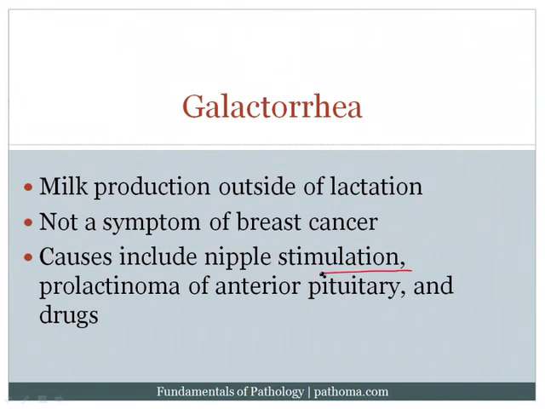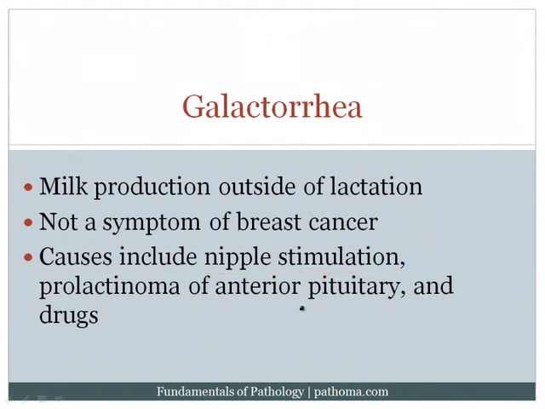A physiologic cause could be nipple stimulation. So if there's excessive nipple stimulation, that can actually result in overproduction of milk by the breast. In fact, what's particularly interesting is that if a woman adopts a baby and would like to try to breastfeed that baby, there are techniques where she can undergo nipple stimulation, and that would result in the production of milk. So galactorrhea could be seen with excessive nipple stimulation.